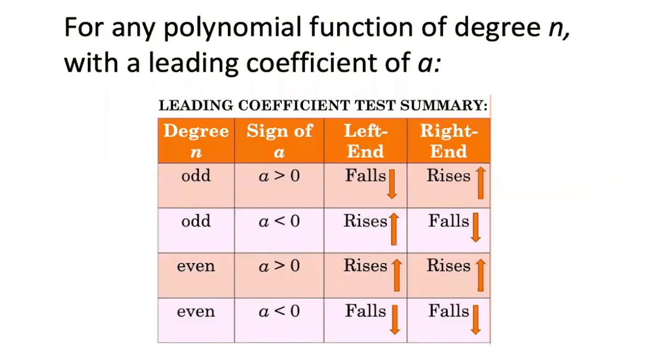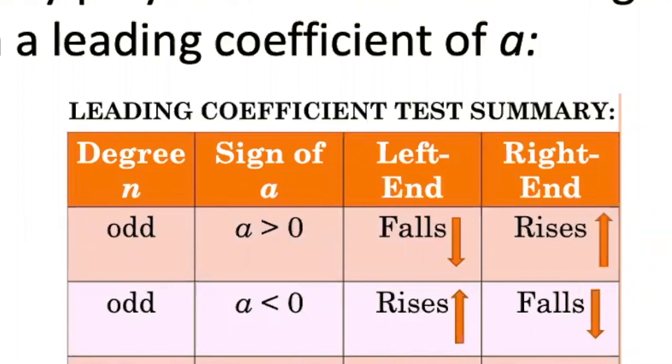And we can predict what that end behavior is going to be knowing two things about the polynomial: knowing its degree and its leading coefficient. This process is called the leading coefficient test. As this summary shows you, if your degree is odd and your leading coefficient is positive, a greater than 0, your graph will have a left end pointing down and a right end pointing up.